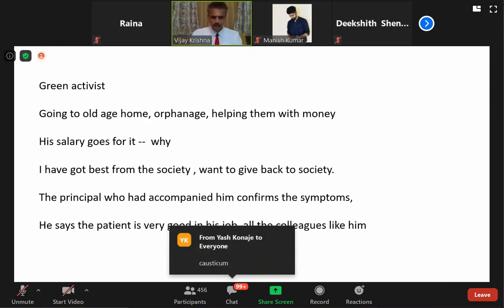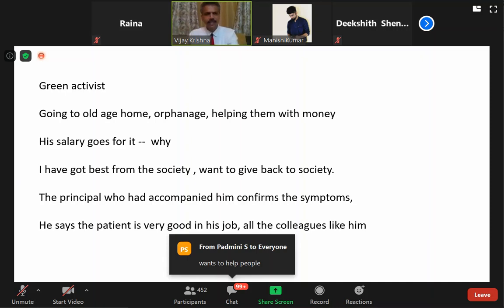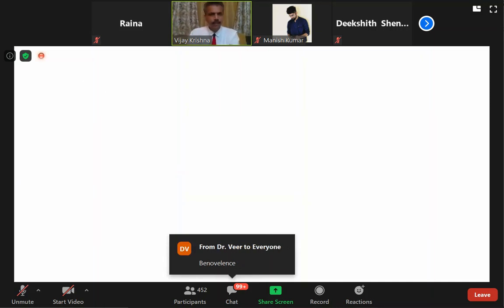The principal who had accompanied him confirms the symptom. See, I'm trying to tell you he's a politician's son because a lot of politicians' kids will be into all these activities. But his activities and politics, he has kept it aside. He's not very active in the political front. He's more into all these things and never asked his students to vote for his party. He has never done such kind of things.